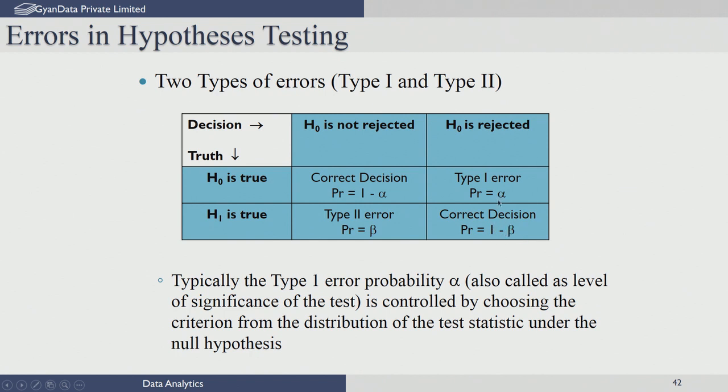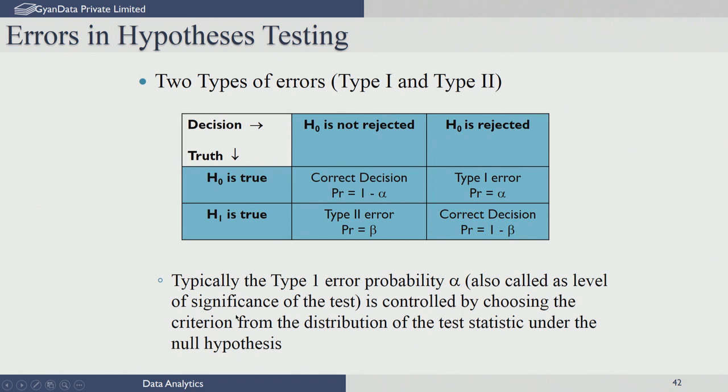So, there are two types of errors that you commit: the type 1 error probability alpha and the type 2 error probability beta. The type 1 error probability alpha is also known as the level of significance of the test, and this is typically what you control. You do not control the type 2 error probability. When you construct this hypothesis test, construct the test statistic and choose a threshold, you basically try to control this type 1 error probability. The type 2 error probability results as a consequence of this.